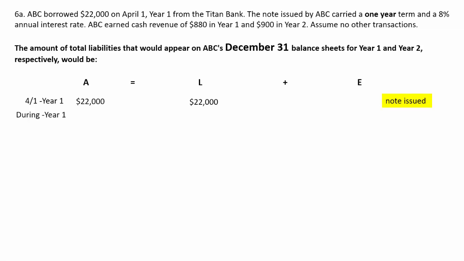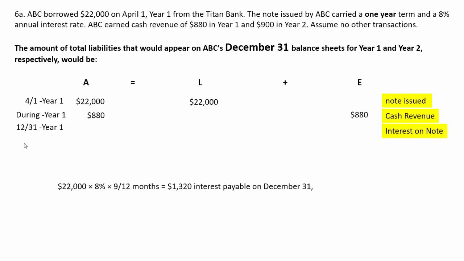And then during year 1, looks like we earned cash revenue of $880 in year 1, and that's going to be an increase to cash, which we'll assume is an asset, $880, and also an increase to revenue for cash that we've earned right there, $880. And then at the end of year 1, we can add all this up together and see how much interest we've got here.